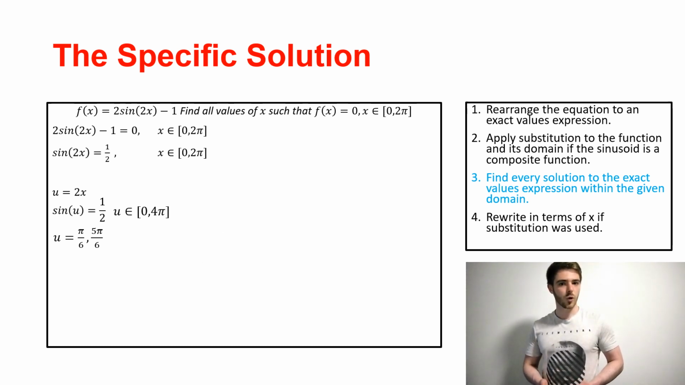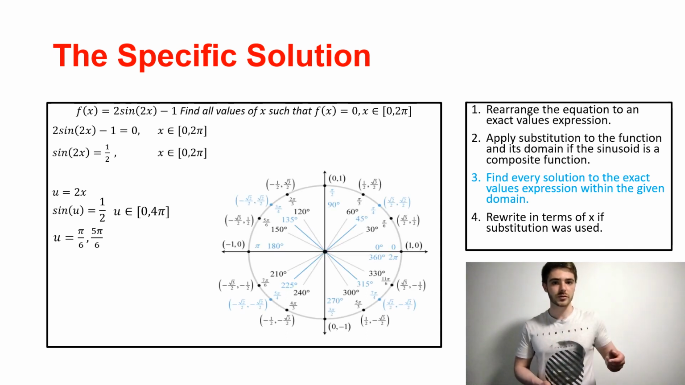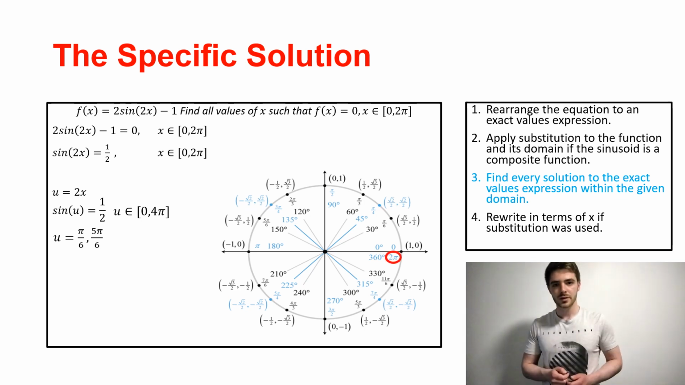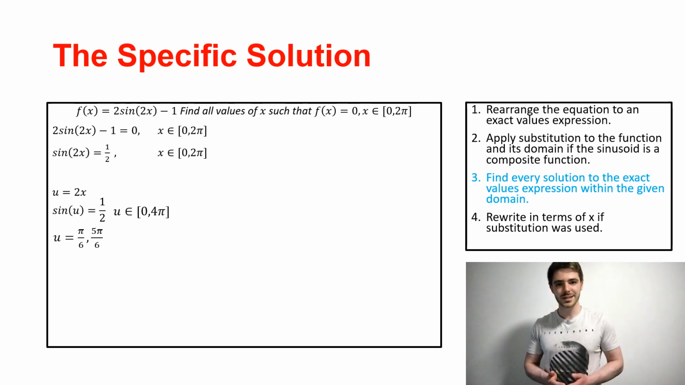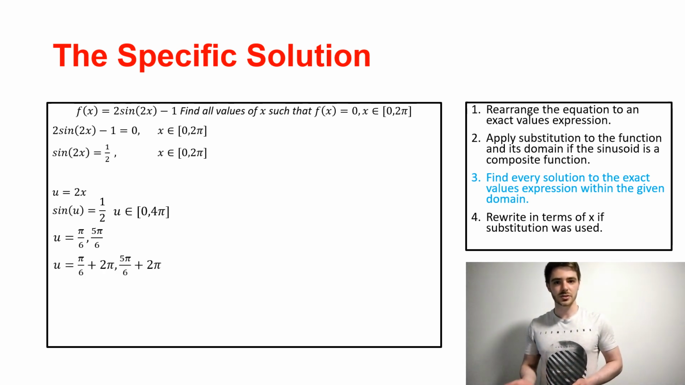Our upper bound is 4 pi, and if you recall from the unit circle, this actually means 2 full revolutions of the unit circle, since one revolution is completed in 2 pi. So an upper bound of 4 pi means that there is still room for one more revolution around this unit circle. We do this by adding 2 pi to our previous sets of solutions, thus getting the new solutions 13 pi on 6 and 17 pi on 6.